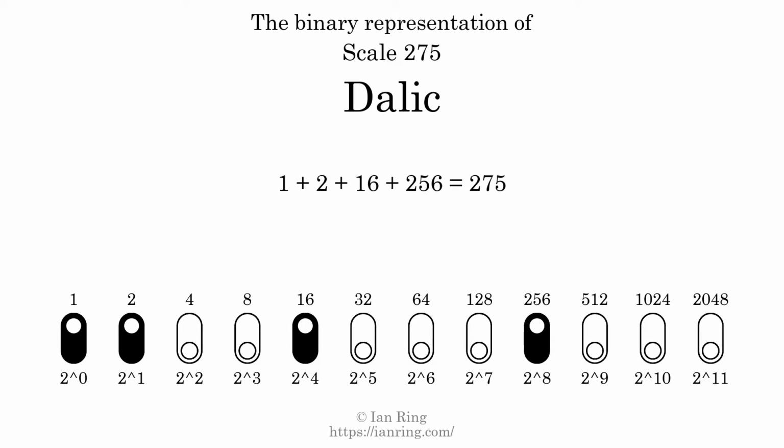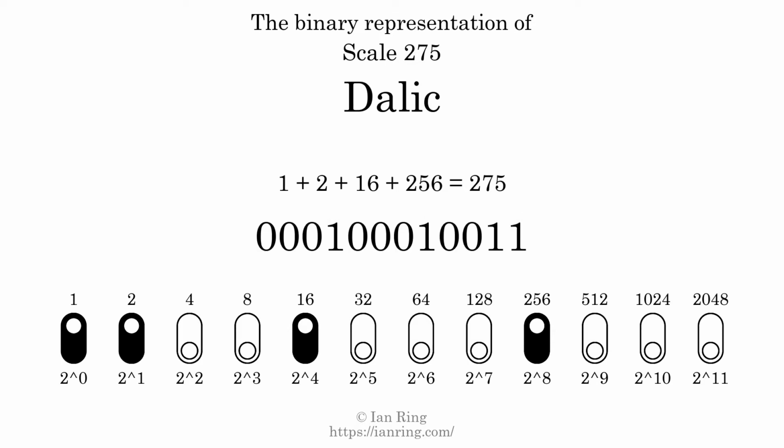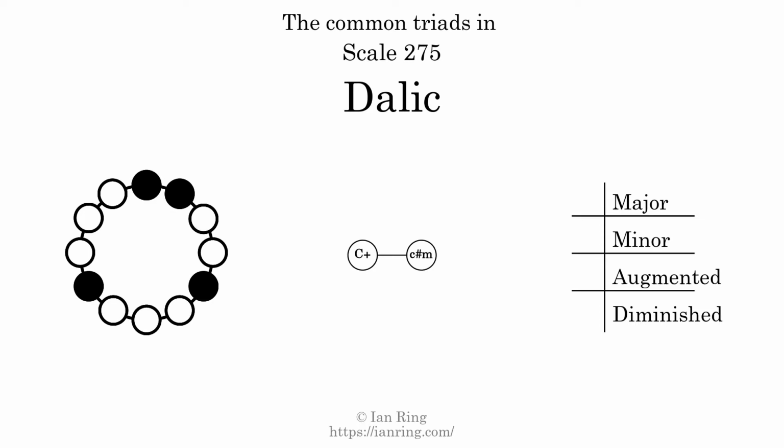The scale number not only enumerates the scale with a unique index, but it also literally describes the tonal content of the scale. Represented as a binary number in base 2, the scale number is 0001000100011. Here are the common triads present in this scale.